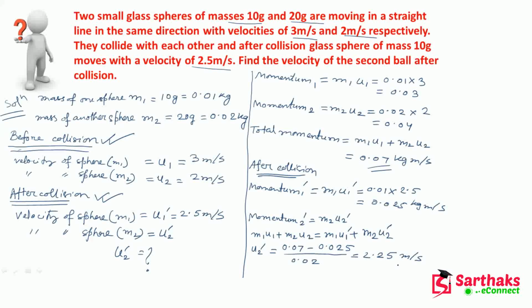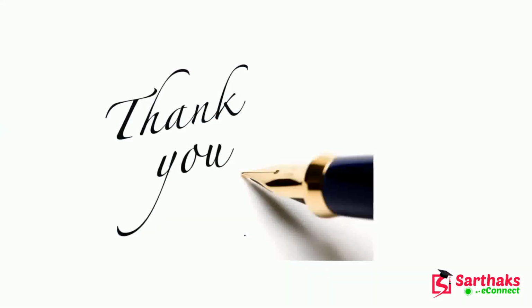So according to the conservation of momentum, the total momentum before collision equals the total momentum after collision. So using this conservation of momentum, we can find u2 dash, that is the velocity of the second ball after collision. So this is the answer. This is the velocity of the second ball after collision. Right? Thank you.